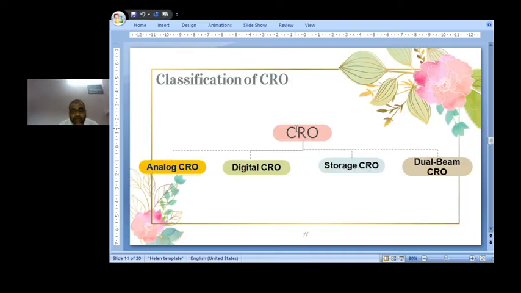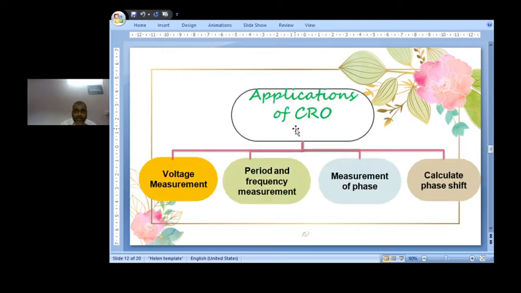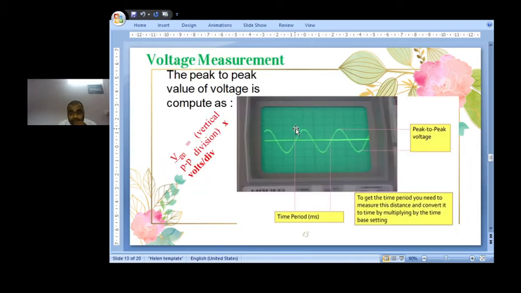Basically CROs are of four kinds: analog CRO, digital CRO, storage CRO, and built-in CRO. The very famous applications of CRO are voltage measurement, period and frequency measurement, and measurement of phase, and we can calculate the phase shift also. This is basically the measurement process.